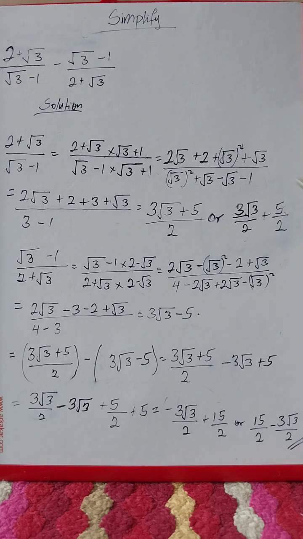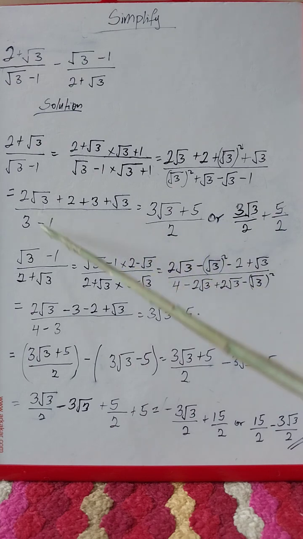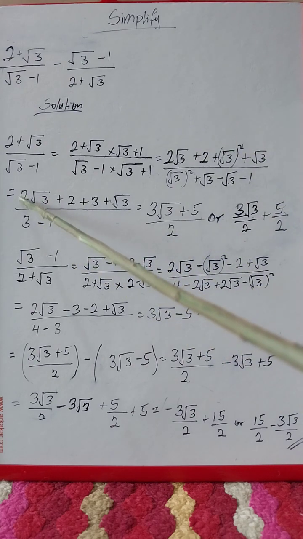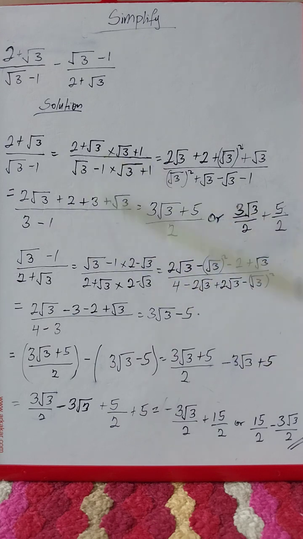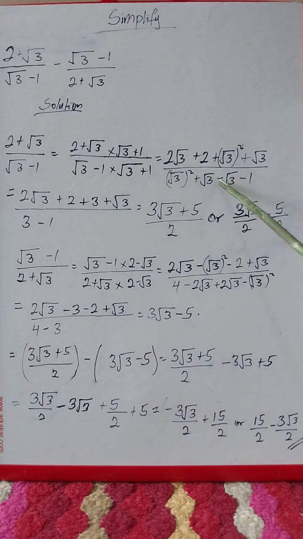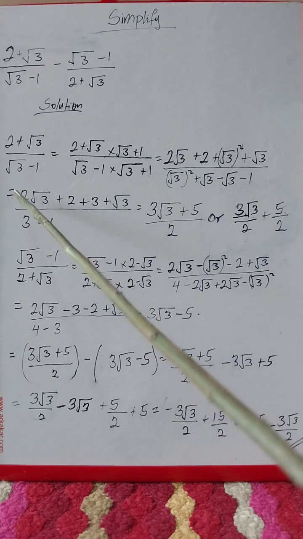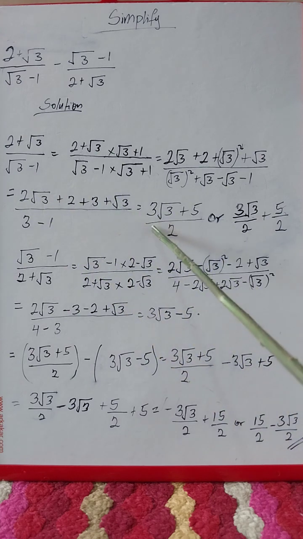So that is it. We move ahead and add the like surds. 2 root 3 plus 2 plus 3 plus root 3 all over 3 minus 1. Root 3 squared gives 3, and positive root 3 minus root 3 gives 0, so we have 3 minus 1. We add the like surds here: 2 root 3 plus root 3 gives 3 root 3.